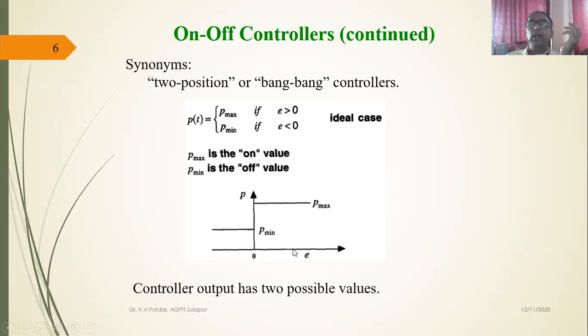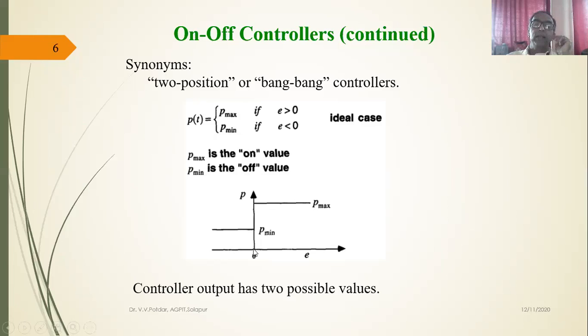So this is the positive side of the error, this is the negative side of the error, right? And if the temperature inside the furnace is 1100 degrees Celsius, 1000 minus 1100 will be minus 100. So this is the left hand side of this error axis, isn't it? So what this two position controller logic says mathematically, P max is the on value and P min is the off value. This is also called on value. This is called off value. So only two positions are there, totally on or totally off, right?